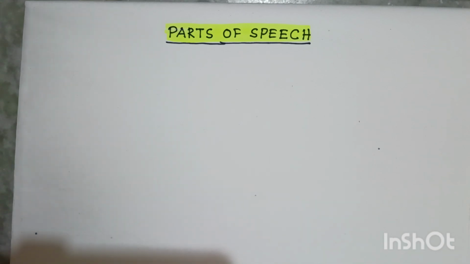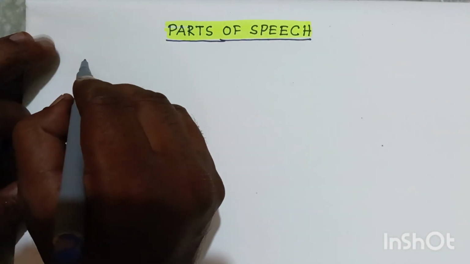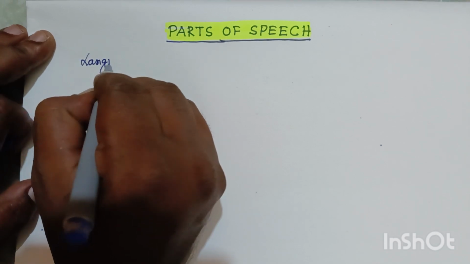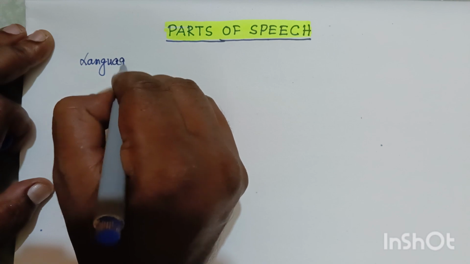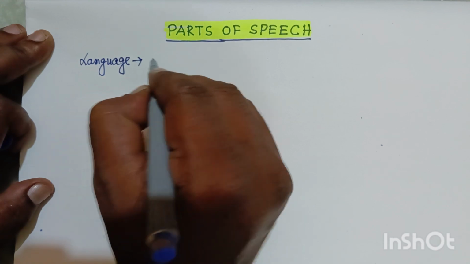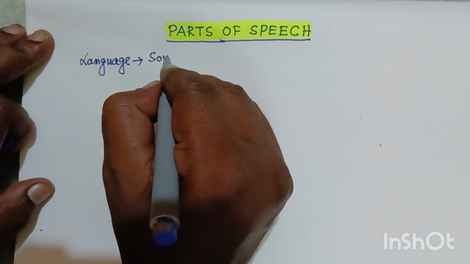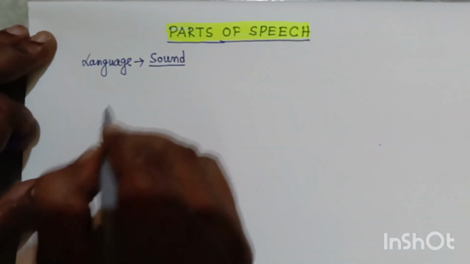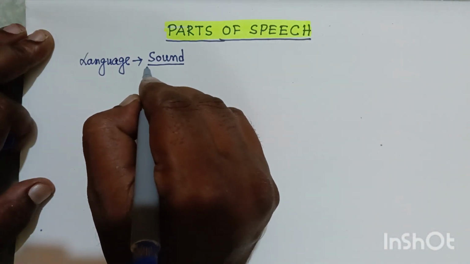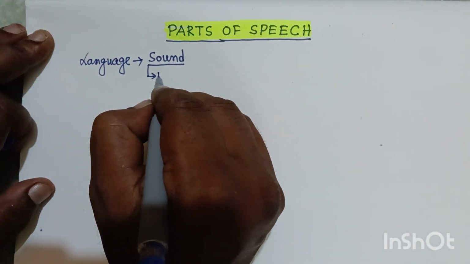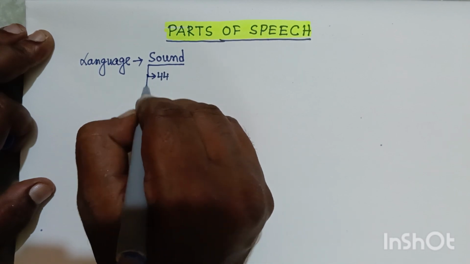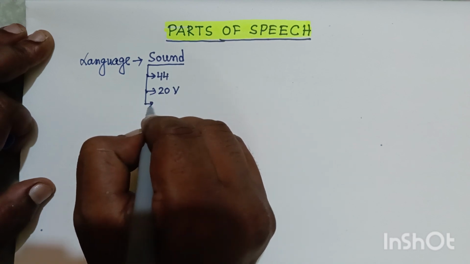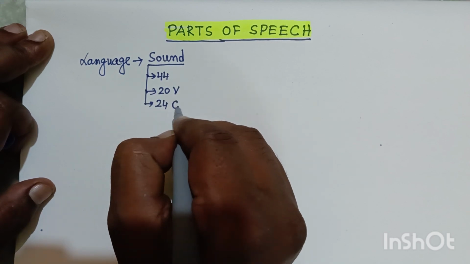Friends, first of all, English is basically a language, and for a language, the most important thing is sound. In the English language, there are different types of sounds. Actually, in total, there are 44 sounds, out of which 20 are vowel sounds and the rest, 24, are consonant sounds.